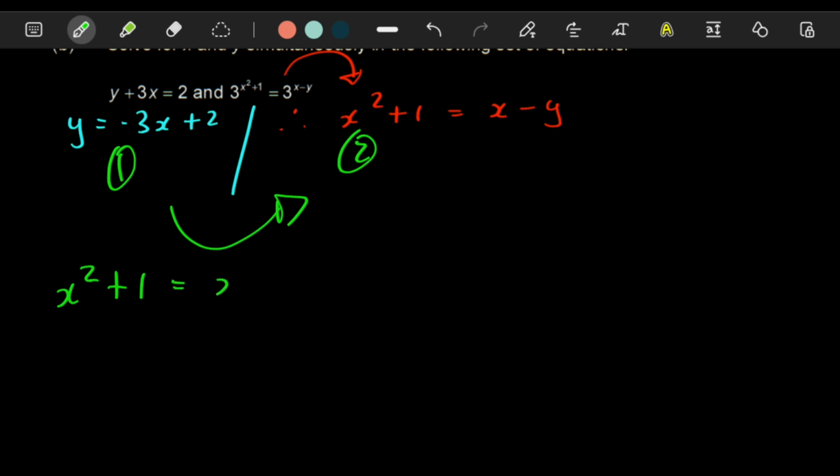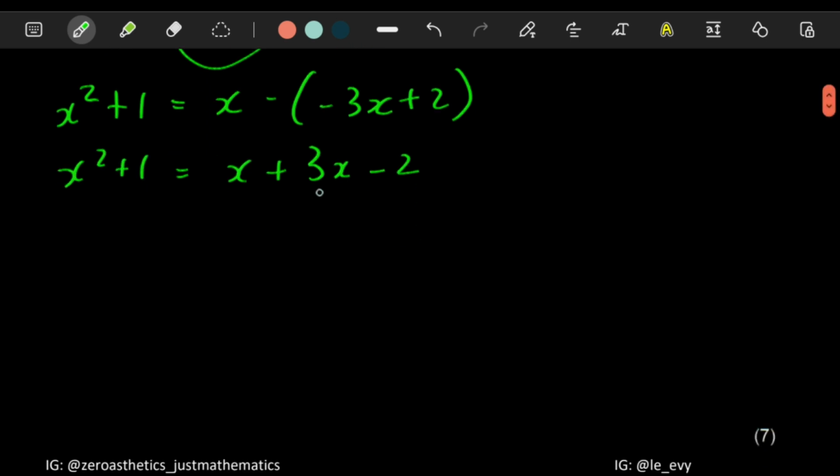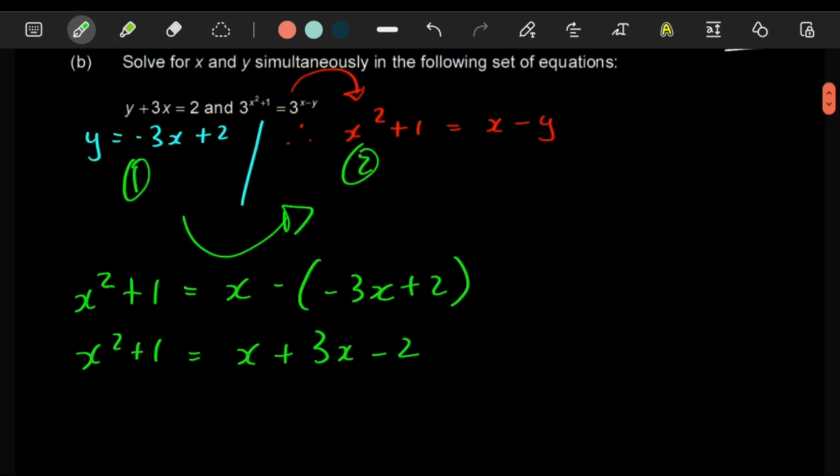This is equal to x, and then minus y here is like negative 3x plus 2. And then you're going to have the x minus plus what now? It's going to be like 3x and then minus 2. X squared plus 1. Let me just double check that I didn't make any dumb mistakes, because I seem to be making a lot of those lately, you know.